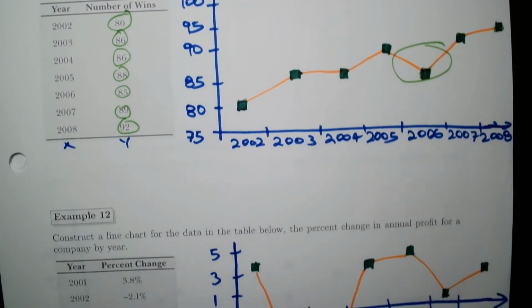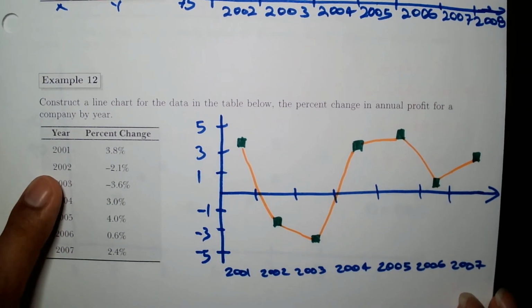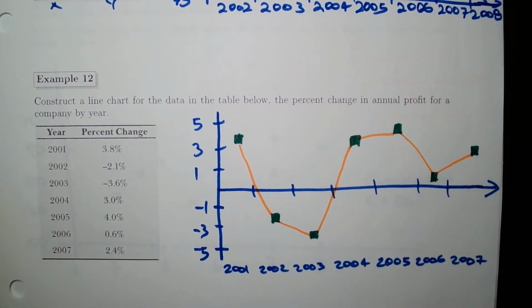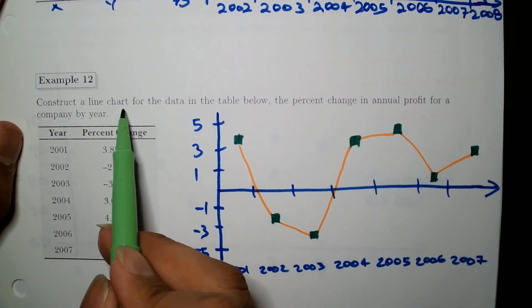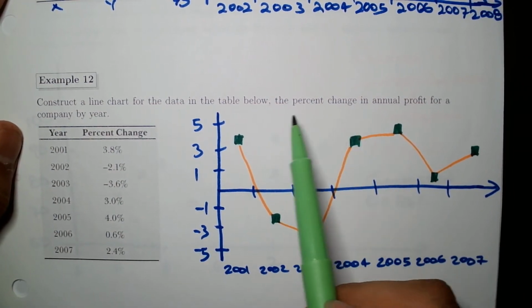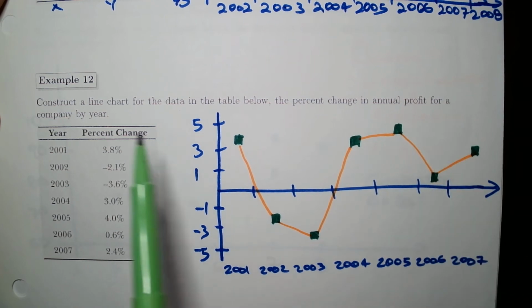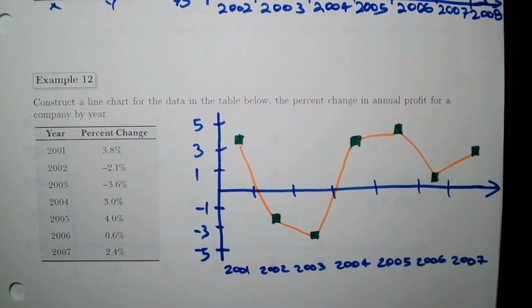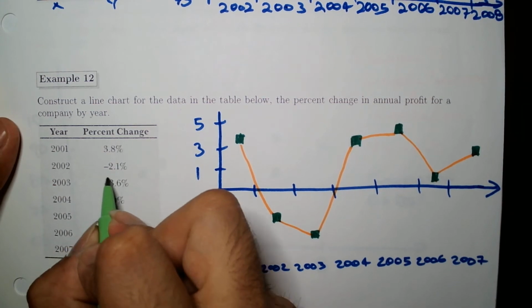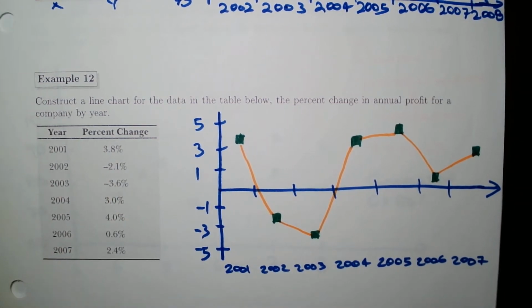There's another example right here in which we would actually use negative numbers. This is the first time we're going to use negative numbers so far in the class. We're going to construct a line chart for the data in the table below, the percent change in annual profit for a company by year. This type of graph helps a company see what was the highest profit and what was the worst in terms of loss, because in this case a negative percentage in profit really means loss.